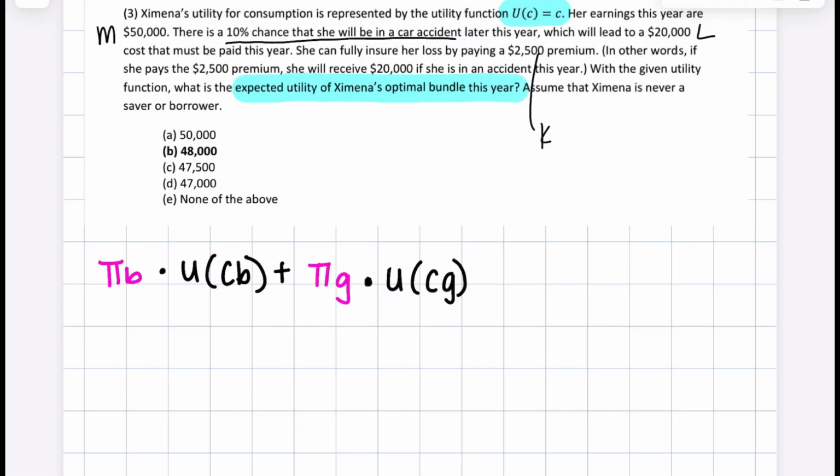To ask a risk-neutral individual, we're going to compare our utility under no insurance with our utility under full insurance. So under no insurance, our consumption in the bad equals our income minus our loss, right? Our consumption in the good equals our income. We get to keep all our money. We didn't spend any money on insurance. So using this expected utility equation, our probability of the bad state is going to be that 10% chance that she will be in an accident.